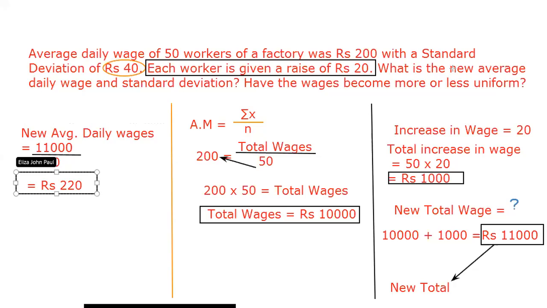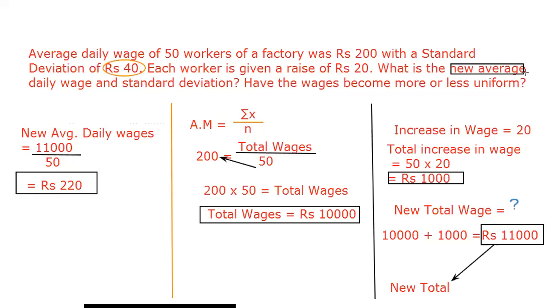So we found the answer for this part. Previously we found the answer for this 20. Now we found the answer for this one. So, new average. Now what we have to find? Standard deviation, right? Yes, sir.